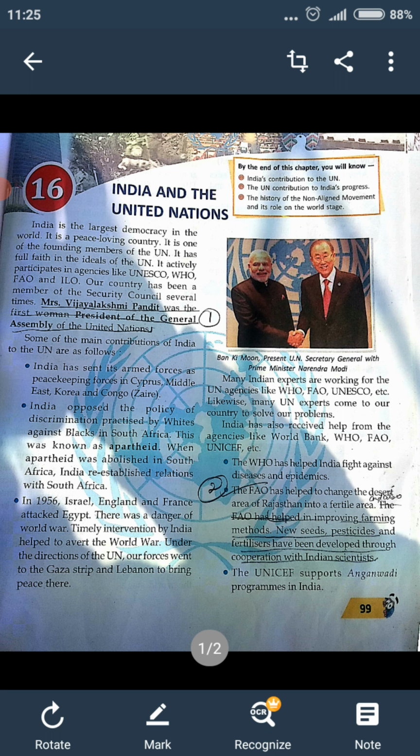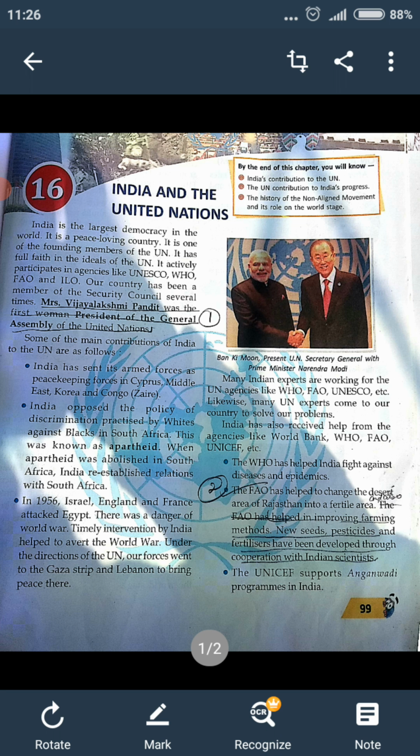Next, in 1956, Israel, England and France attacked Egypt. There was a danger of world war. Timely intervention by India helped to avoid the world war. Under the direction of the UN, our force went to the Gaza Strip and Lebanon to bring peace there.